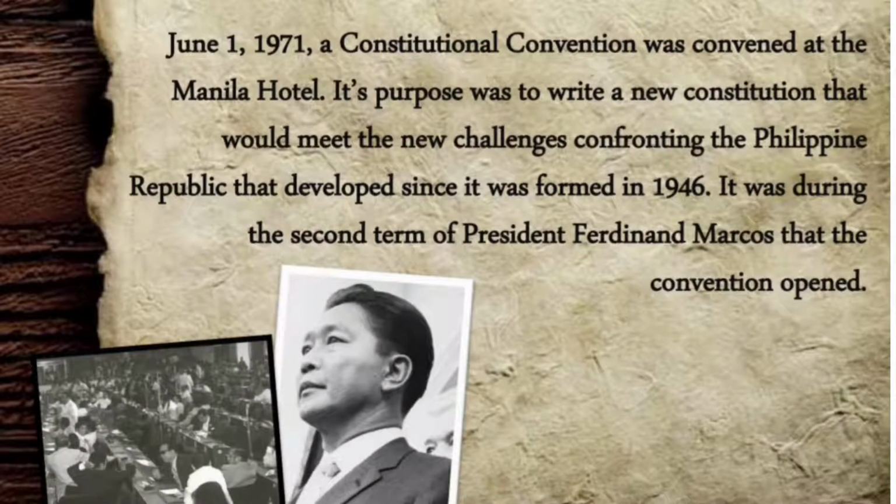On June 1, 1971, a constitutional convention was convened at the Manila Hotel. Its purpose was to write a new constitution that would meet the new challenges confronting the Philippine Republic that developed since it was formed in 1946. It was during the second term of President Ferdinand Marcos that the convention opened.